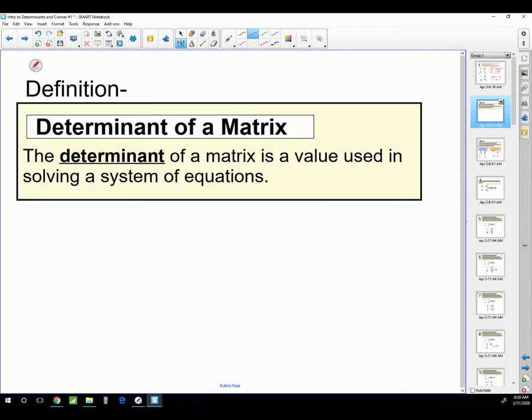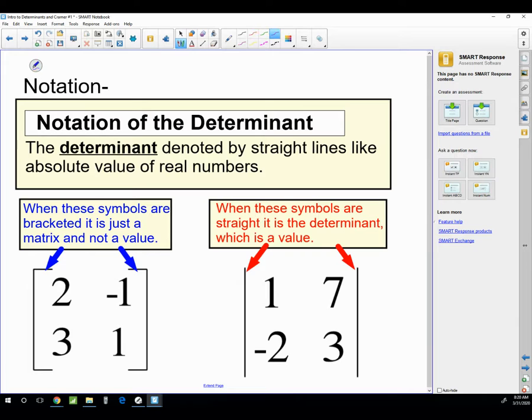All right, so we use determinants to use Cramer's rule, and a determinant is a value. The determinant of a matrix is a value. It's not a matrix. Keep in mind that determinants are set off by straight lines. This is not indicating a determinant. That's just indicating a matrix.